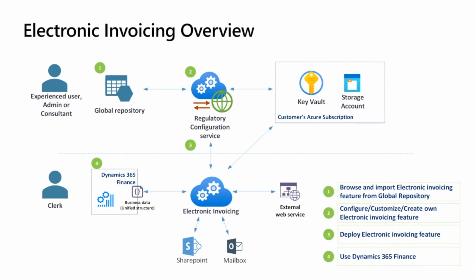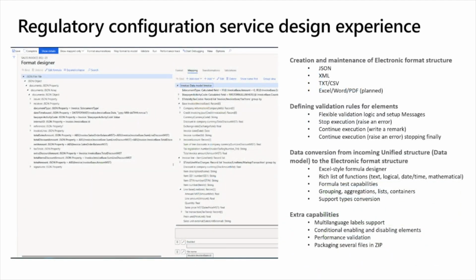Then electronic invoicing operates with F&O, and there are certain steps to set up on both the F&O side and the electronic invoicing side to make this connection. And as I already mentioned, electronic invoicing can integrate with SharePoint, Mailbox, and external web services, but it is not limited to those, because we are working on extending these integration capabilities to other channels and many more external web services. In the next slide, we will start looking into some details.